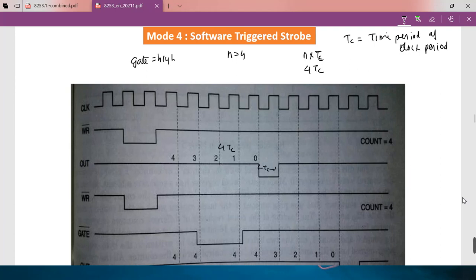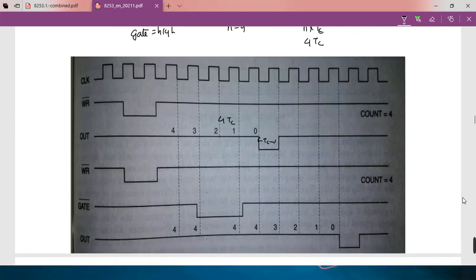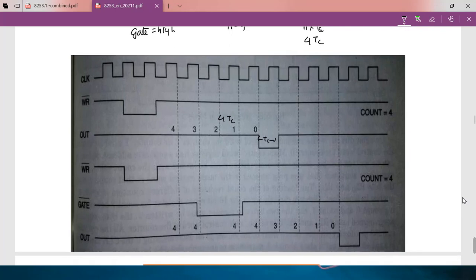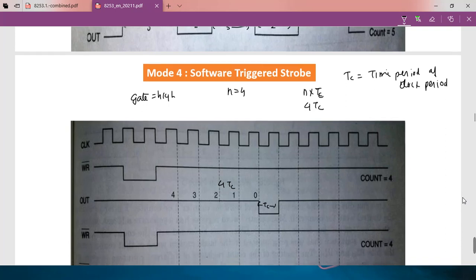So the time after which we get a low pulse of 1 clock period is equal to 4 into TC time. Now, if you make the gate pin low at any time, then the count will remain as it is and no counting will be done. For example, if it is 4, it will remain 4, and whenever the gate goes high, it will start counting again, meaning 4, 3, 2, 1, then 0. So this is the software triggered stop mode.